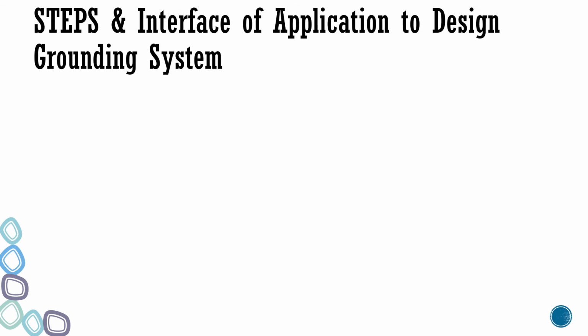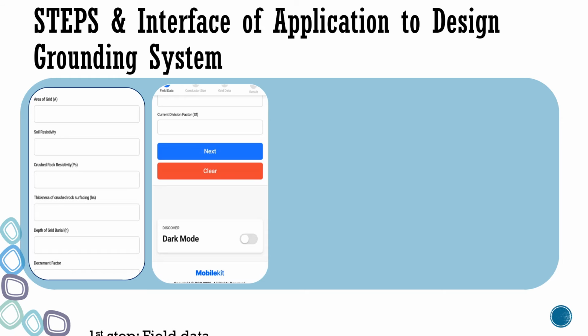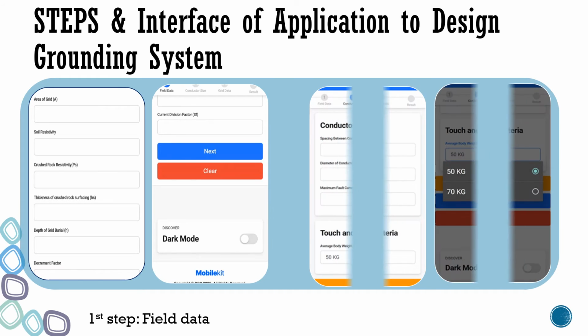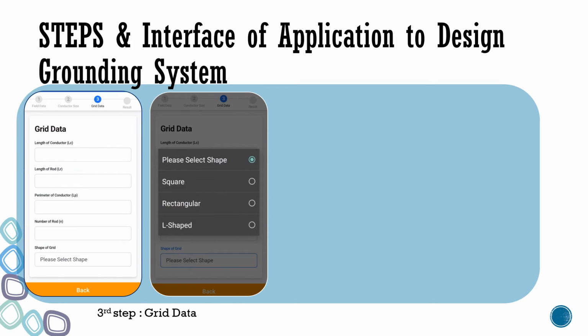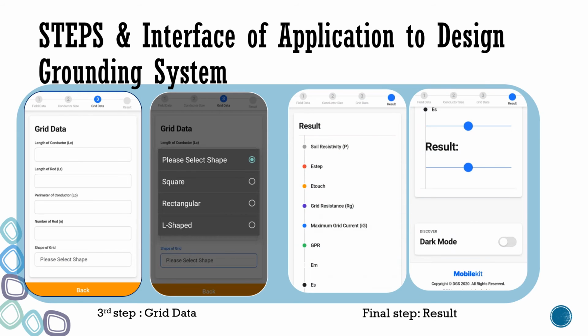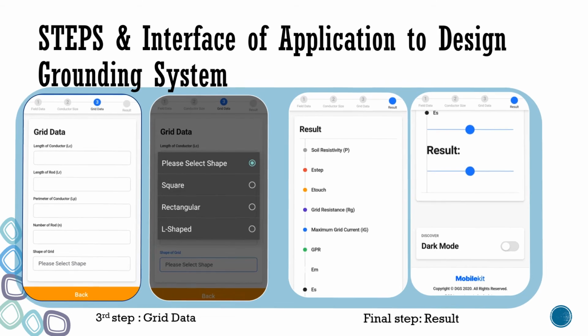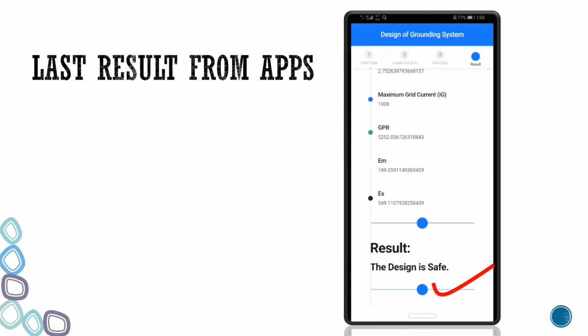This slide will show the steps and interface of the application to design grounding system. First step and interface of apps is field data. Second step and interface of apps is conductor size. Third step and interface of apps is grid data. And the final step is result. This is the last result from the apps.